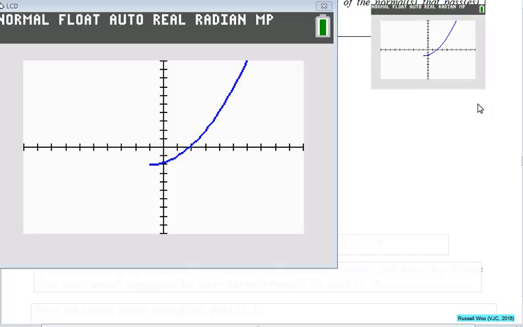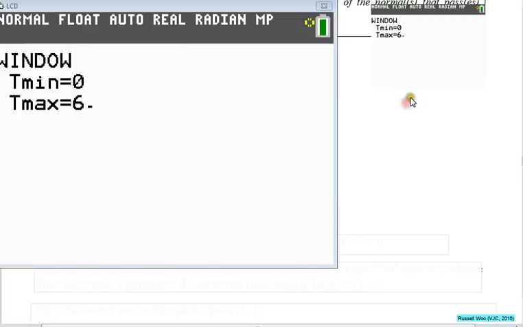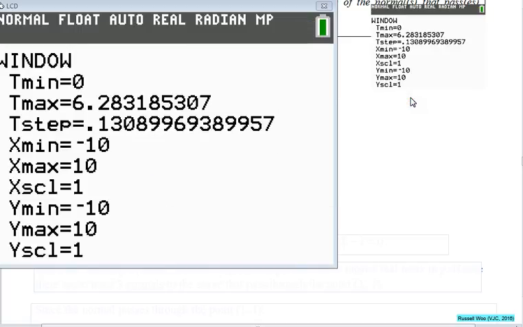The moment you press 2nd ON at the start of an exam, whether it's you or the person next to you will always get this standard setting such that your window setting, your T minimum is always 0, unless you change it. What does it mean? That means the GC only substitutes T equals 0, T equals 1, T equals 1.1, 1.2, all the way until 6.28, which is too high. So unless you change it, you will never get the other half of it. Just take note of that.